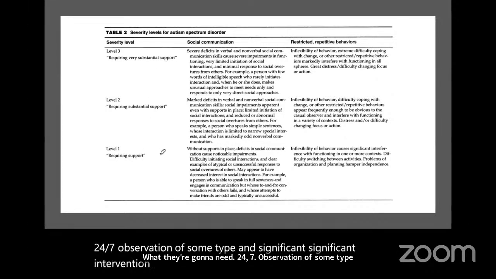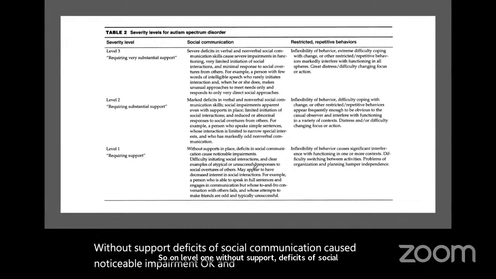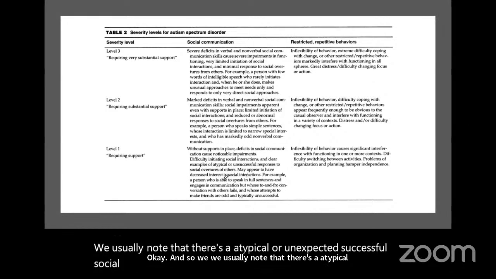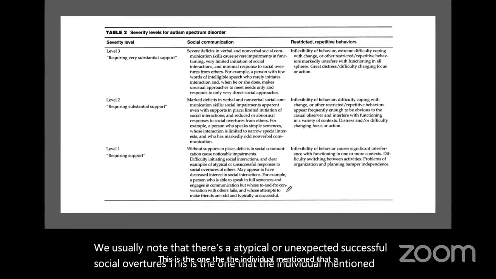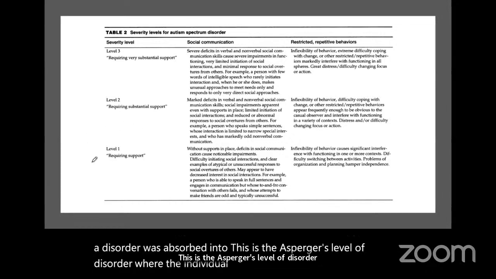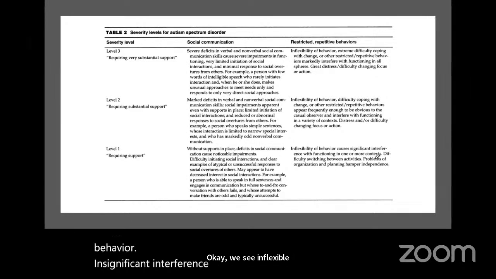So on level 1, without support, deficits of social communication cause noticeable impairment. Okay. And so we usually note that there's atypical or unsuccessful social overtures. This is the one that the individual mentioned that a disorder was absorbed into. This is the Asperger's level of disorder, where the individual has more inappropriate responses or fixated responses to social interactions. Okay. We see inflexible behavior and significant interference with functioning in one or more contexts.